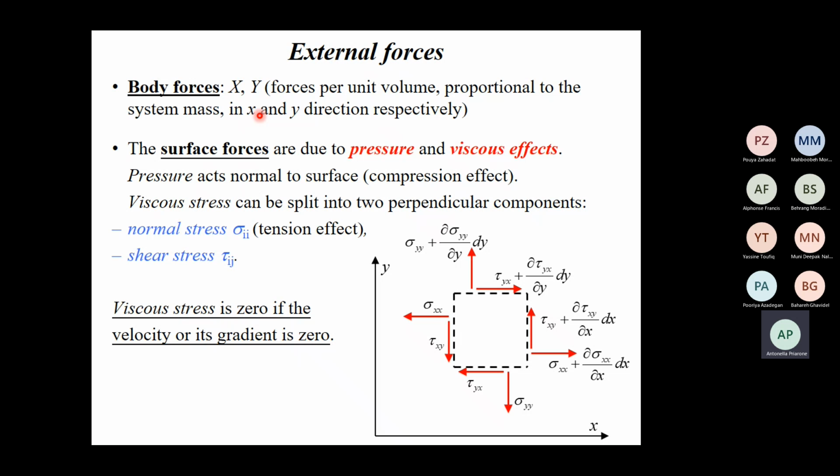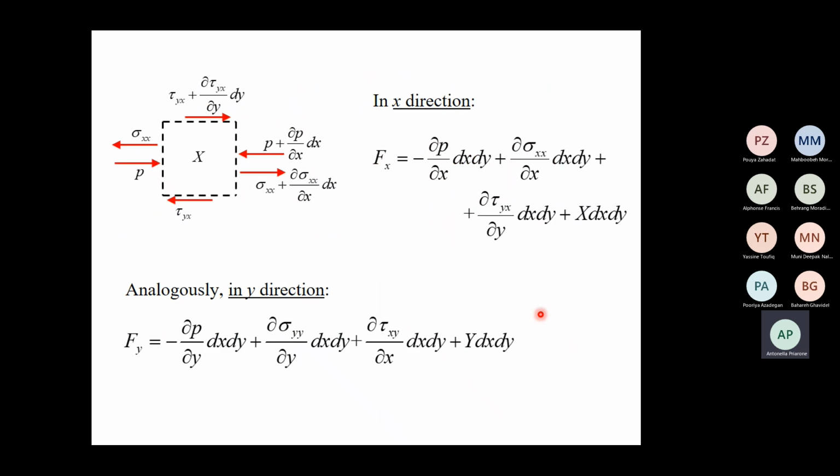For the moment you can consider like this. Body forces are forces proportional to the mass. Then I have the surface forces that mainly can be divided in pressure and viscous effect. Pressure acts normally to the surface, a compression effect. So if I go to the next slide, pressure is compression forces normal to the surfaces.